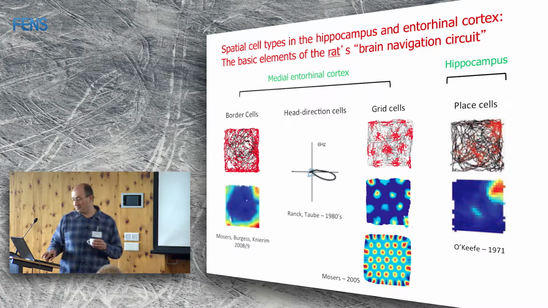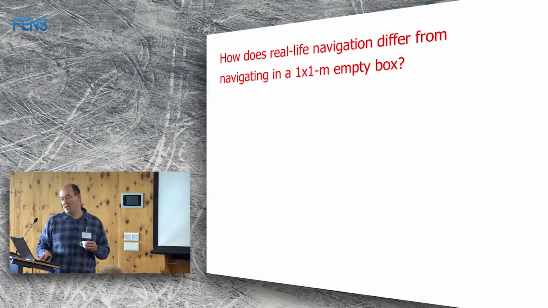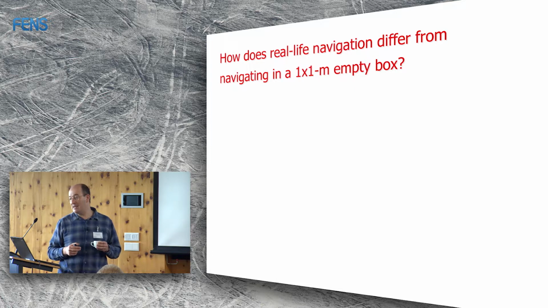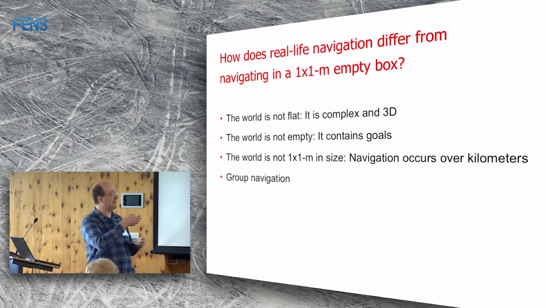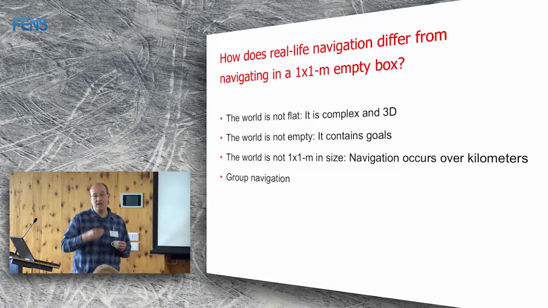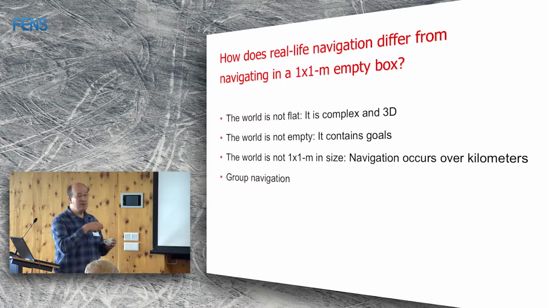But it's really very different from navigation outdoors. So basically, the type of questions that we ask is how does real-life navigation differ from navigating in a 1 by 1 meter empty box, which is the typical setup for measuring these types of neurons. And I wrote here several answers. The world is not flat, it is complex and three-dimensional. The world is not empty, it contains goals. How do these factors affect the system? The world is not 1 meter in size. Navigation occurs over kilometers. So how is that represented in the brain? And also there's group navigation, there are social aspects. So how does that factor in?